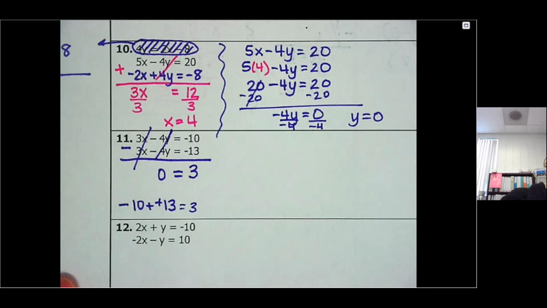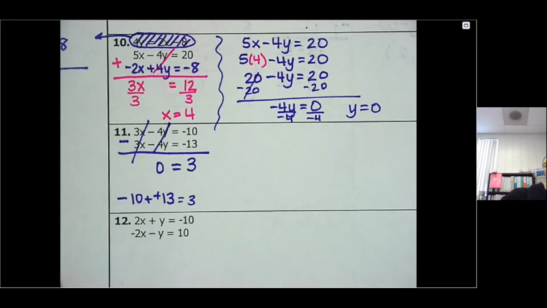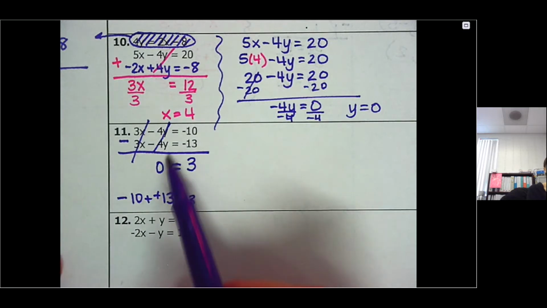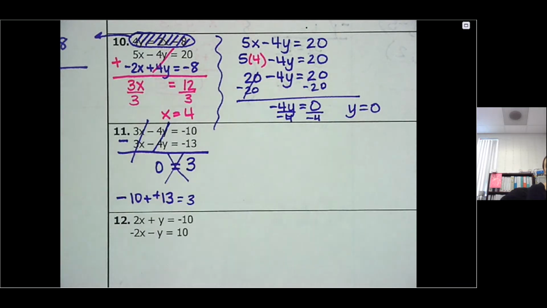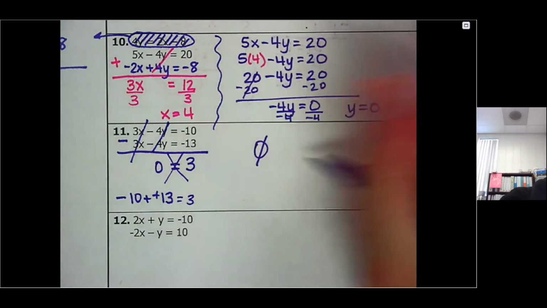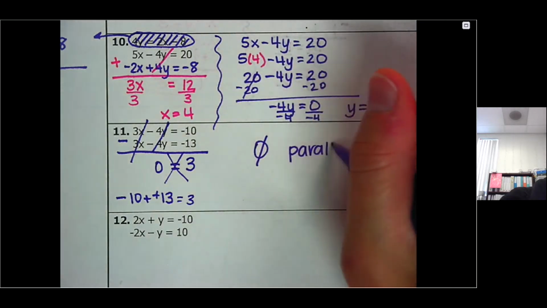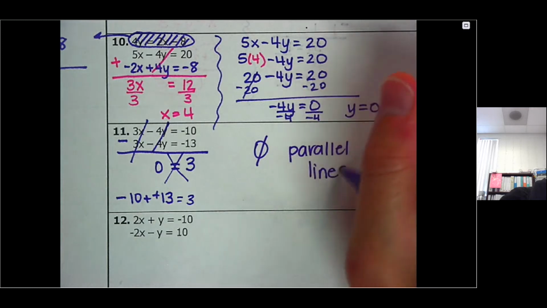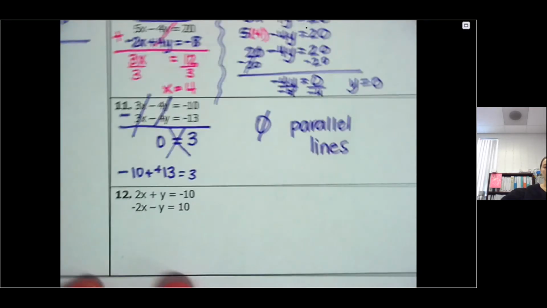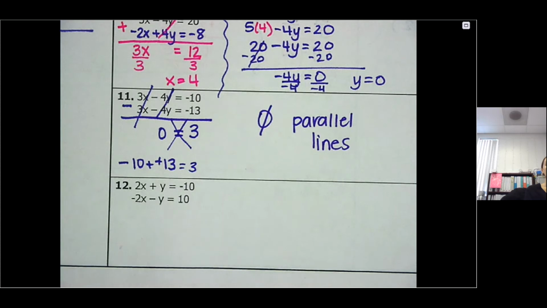Okay, you're left with 0 equals 3. Is that true? No, this is a false statement. What does that mean for your answer? Parallel lines in this solution. There you go. No solution, parallel lines. You're getting it. So if you're left with nothing equals a number and it's not a true statement, then they're parallel lines. That means they are never going to intersect one another.